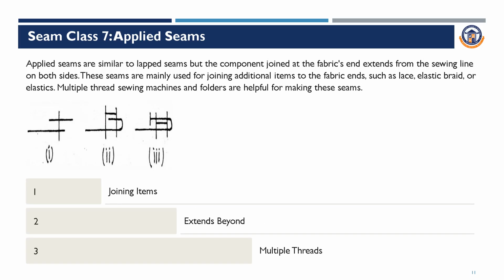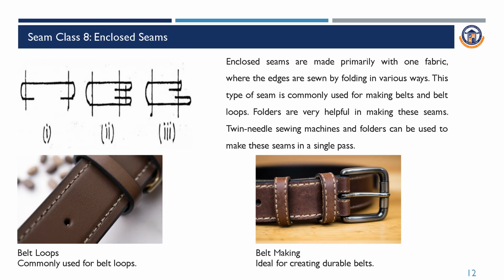Seam class 7, applied seams. Applied seams are similar to lapped seams, but the component joined at the fabric end extends from the sewing line on both sides. These seams are mainly used for joining additional items to the fabric ends, such as lace, elastic braids, elastics. Multiple thread sewing machines and folders are helpful for making this kind of seam. It helps in joining the item, and it extends beyond the requirement, and it uses multi-thread for production.